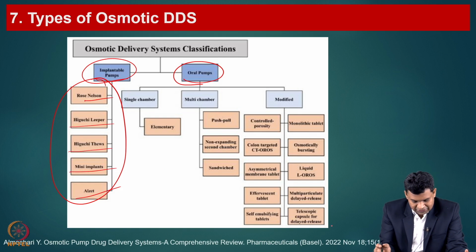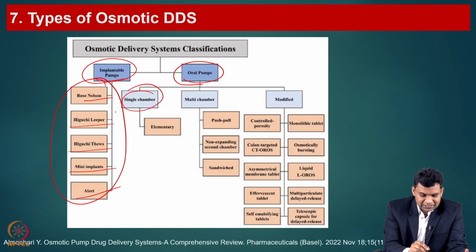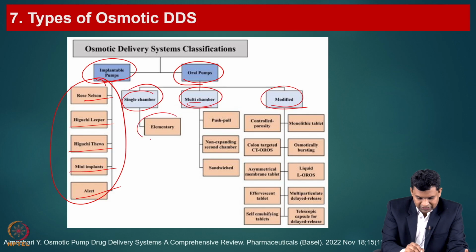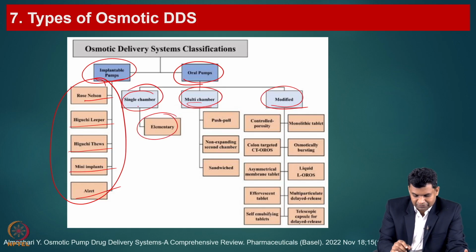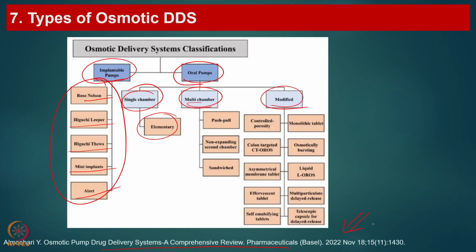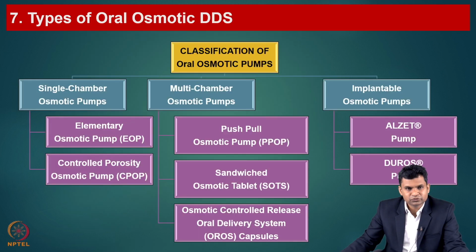On the other side, you can see the oral osmotic delivery system pumps, that is single chamber, multi chamber, and the modified systems. Here we have a few examples of single chamber and also multi chamber systems. A few of these we are going to discuss, and the rest of the information you can read from these references. This reference clearly explains the various types of osmotic drug delivery systems. We are going to discuss a few examples one by one.